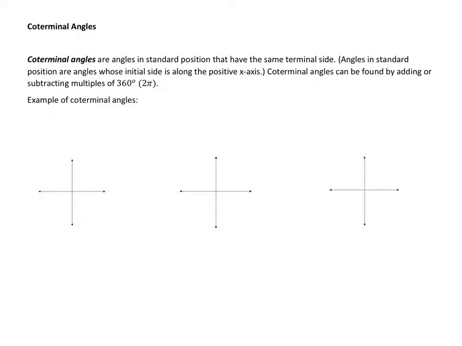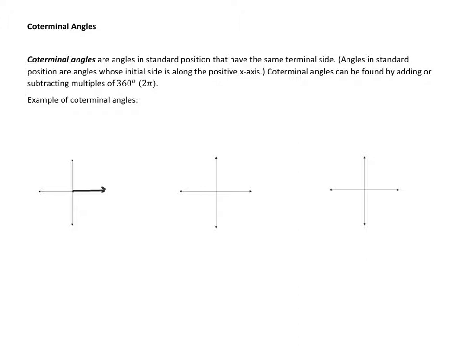Let's talk about coterminal angles. Here I have the definition. Basically, coterminal angles are angles that are in standard position. And standard position just basically means that your initial side is right here along the positive x-axis. And the angles have the same initial side and the same terminal side.